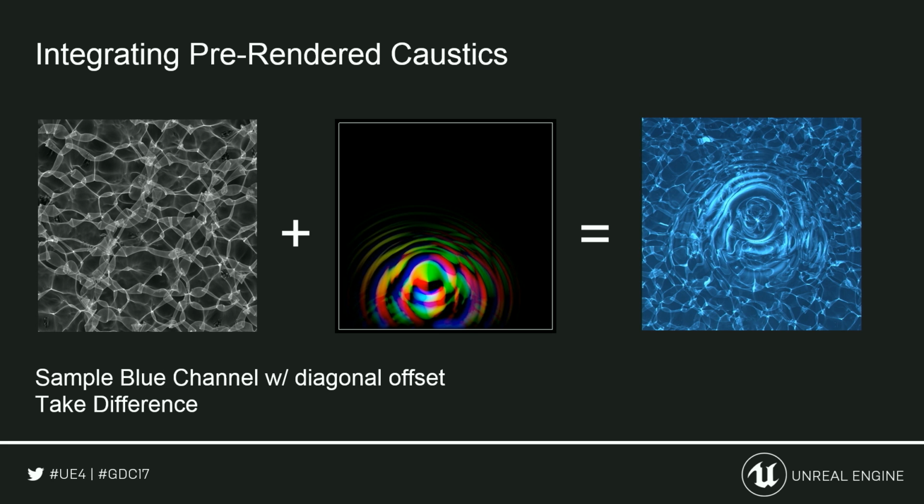And then combining them, you get, not a completely accurate, but a somewhat cool-looking and convincing mixture of the pre-rendered caustics with something dynamic that's happening based on the user interaction. And again, it's just a simple one sample offset of that normal map with a blue channel.